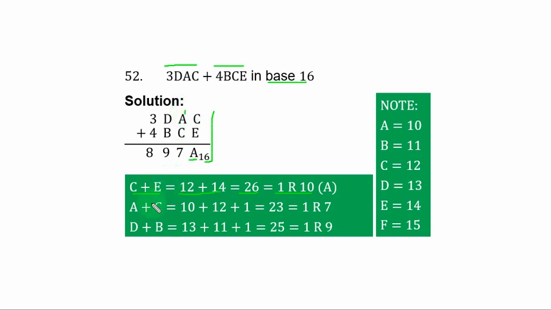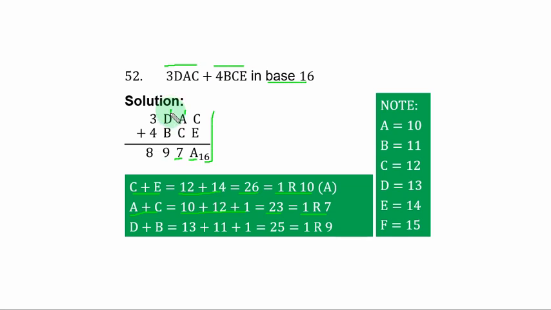The second column, you have A plus C, that is 10 plus 12 plus the 1 you carried. You have 23. Divide by 16, 1 remainder 7. So you write down the 7 and you take 1 forward.